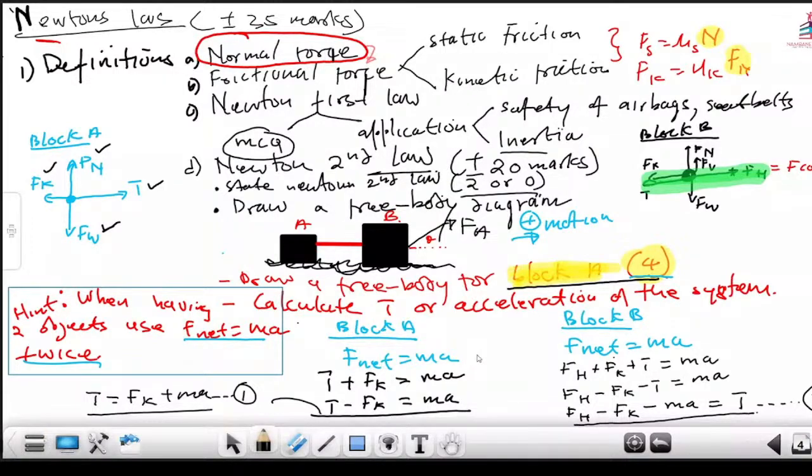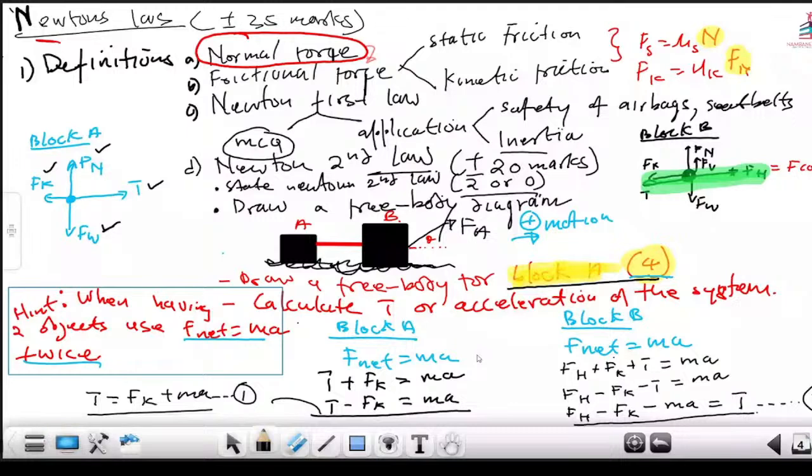So could you please again explain the yield part, because I'm a bit confused there. Why do we have to use Fnet equals ma twice? Okay, it's basically easy. Remember, you have block A and block B. So we treat each block independently. Why? Because the forces acting on A are not the same forces acting on B.